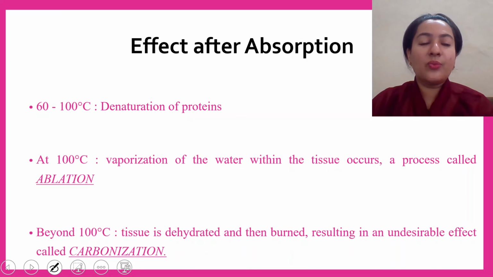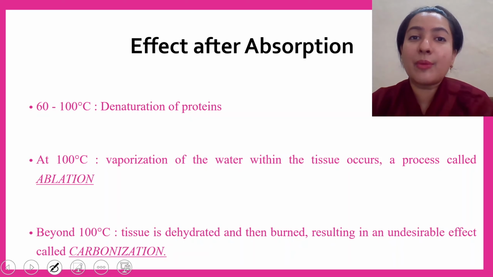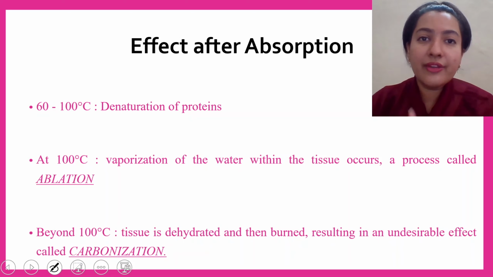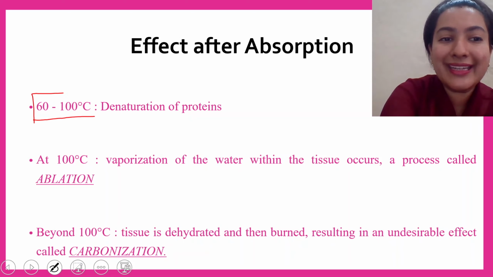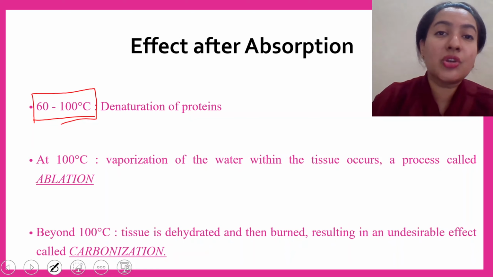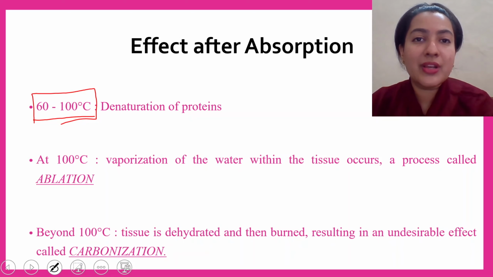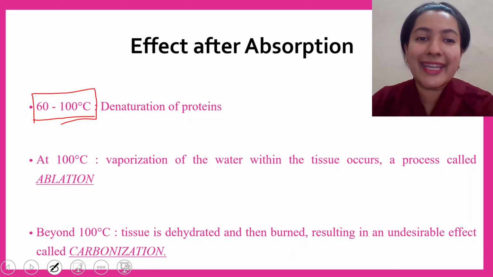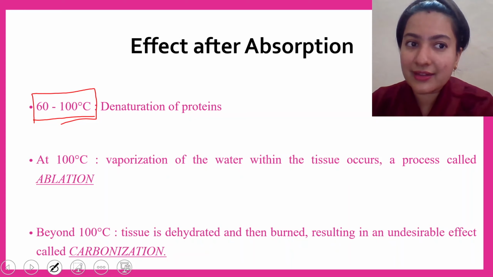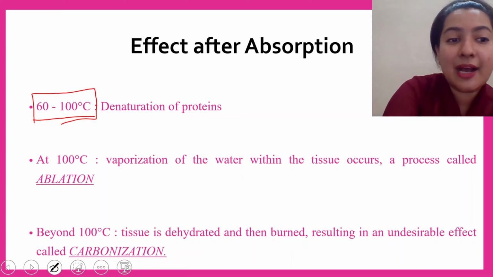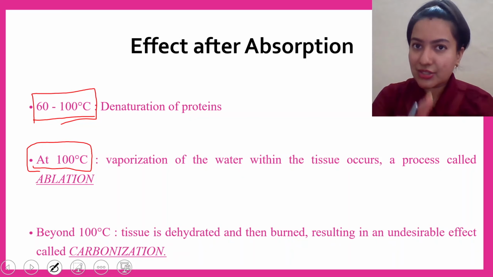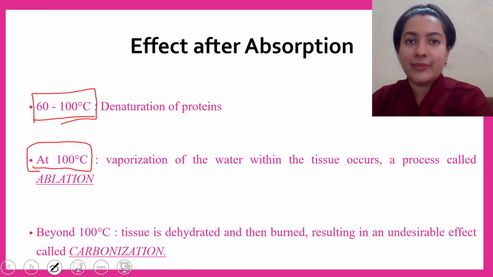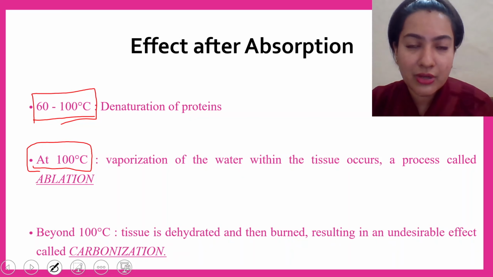When we are giving a laser light, some amount of heat is being generated and we are pointing that onto the tissue surface. If the heat generated is between 60 to 100 degrees Celsius, there is denaturation of proteins. The proteins present in the tooth surface or on the soft tissues get denatured. That is the very first effect. Let us discuss the ranges: 60 to 100, at 100, and beyond 100. Between 60 to 100 degrees, there is denaturation of proteins.